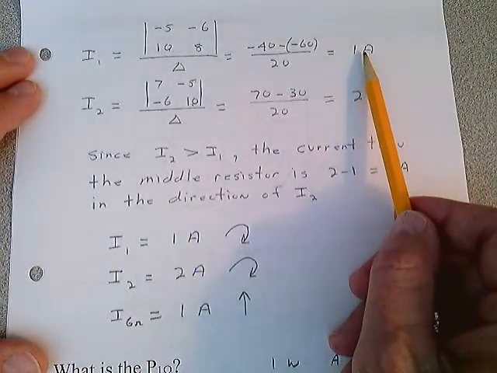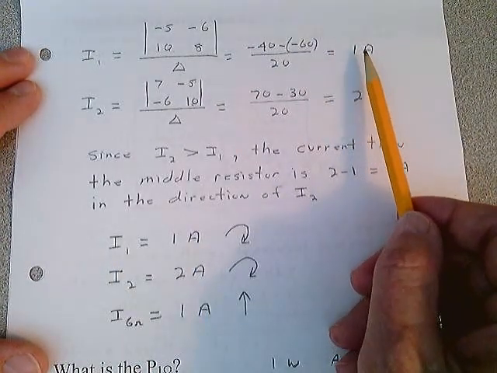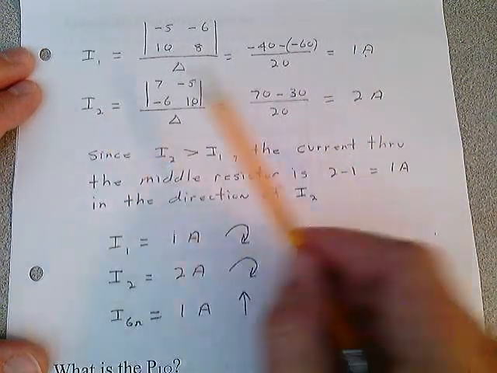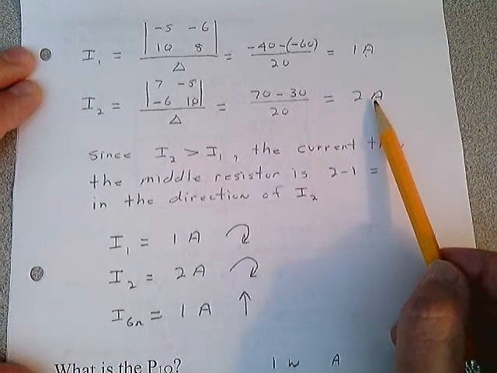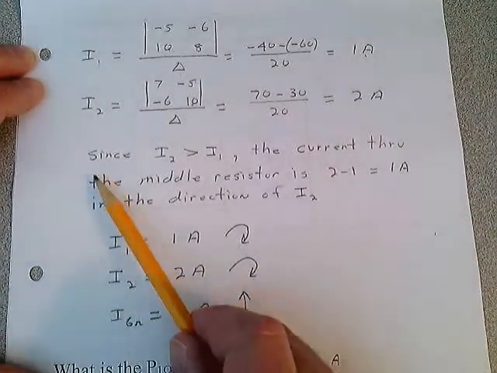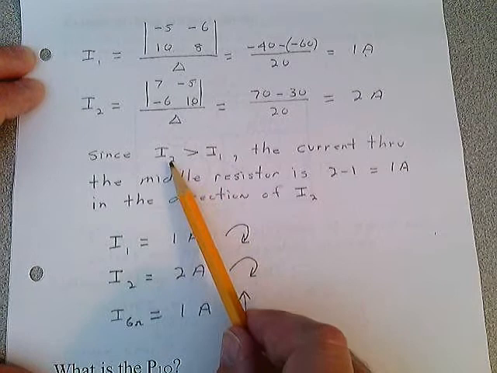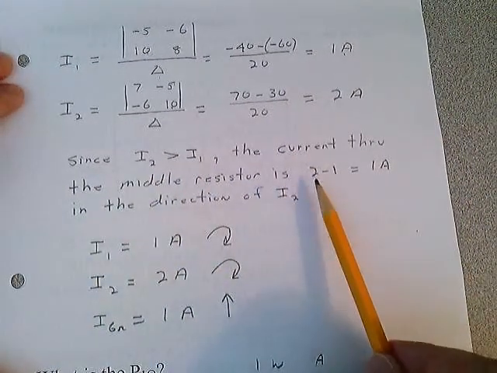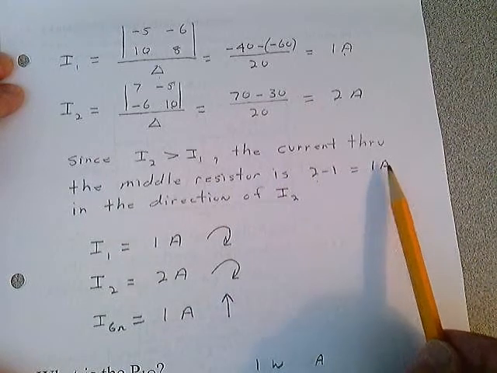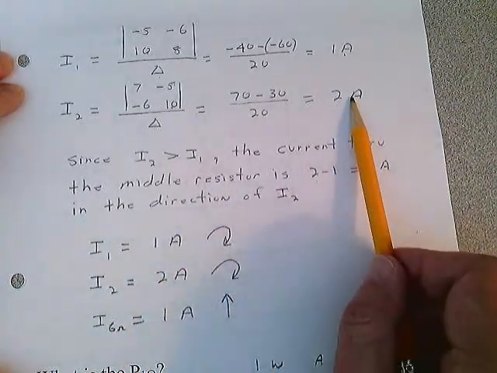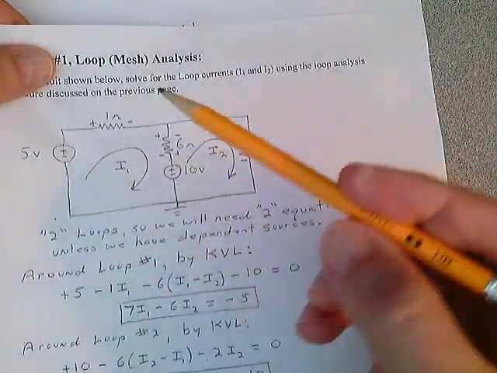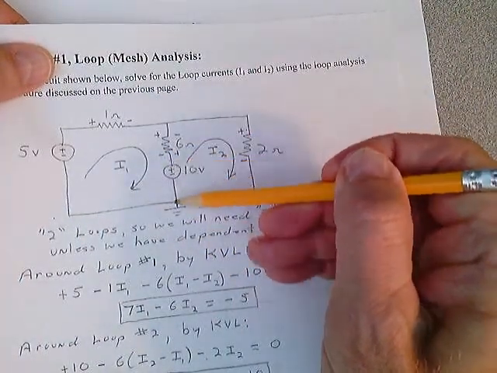I1 was positive 1 amp. It went in the clockwise direction. If it was the opposite direction, you got a minus there. I2 also, the clockwise direction was correct. It's 2 amperes. Since I2 is greater than I1 in our analysis, the current through the middle resistor is 2 minus 1, which is 1 amp, in the direction of I2. I2 is larger. So we have 1 amp here flowing in this direction from here to here.